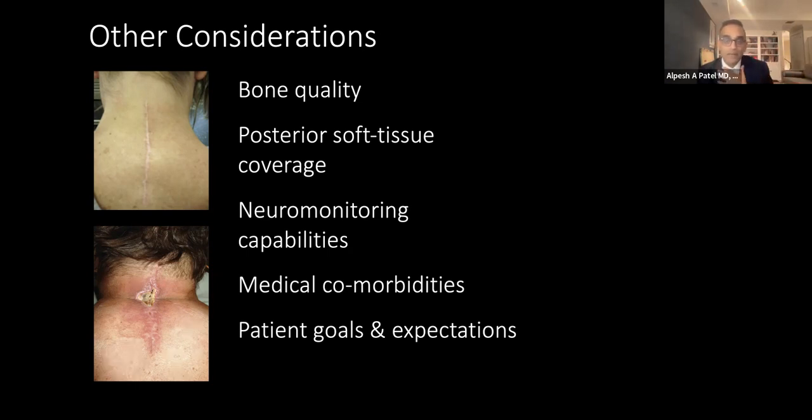I know for me, when I see somebody with a cervical deformity, I get super excited. I want to fix it. I want to correct it. I want to get them better. And I might be missing some other really important factors. So getting other sets of eyes on the patients matters.